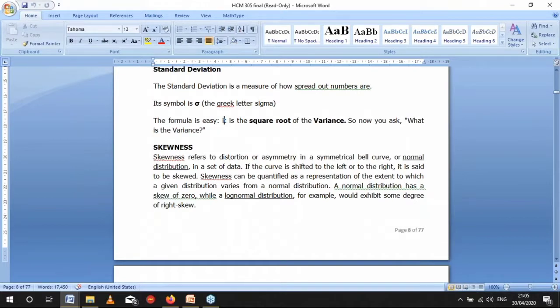Inferential statistics are divided into two. We have the parametric statistics and we have the non-parametric statistics.